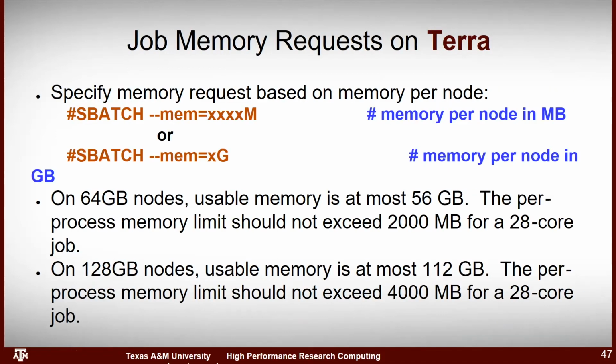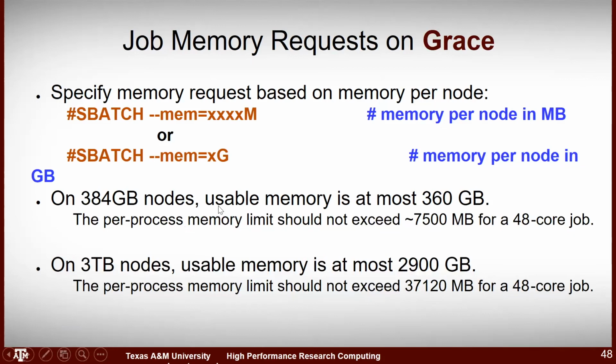Okay, so I already talked about this a lot. But here are the slides that say on each of these different types of nodes, here's how much memory you should specify. So on Terra, the typical nodes have 56 gigabytes, but there are some bigger ones with 112 gigabytes of usable memory. So you would compute the quotient of 56 and 28, it's 2. You would compute the quotient of 112 and 28, that's 4. And that's how you would do that on those 2 nodes on Terra.